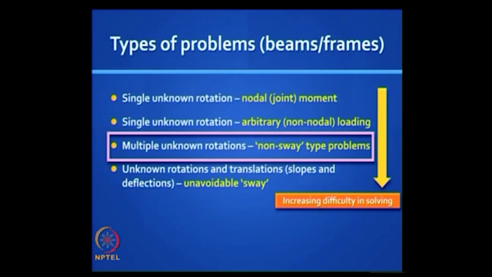You will see that the problems that you need to solve fall in 4 broad categories. We finished the first 2. In this session we look at how to solve problems by the displacement method when you have multiple unknown rotations but no unknown translations. That is the 4th type, which we will see later.